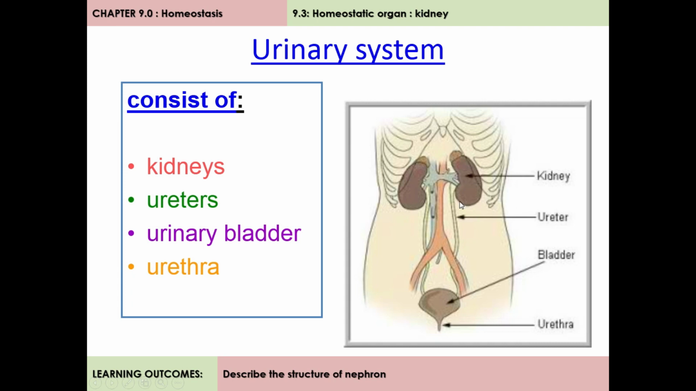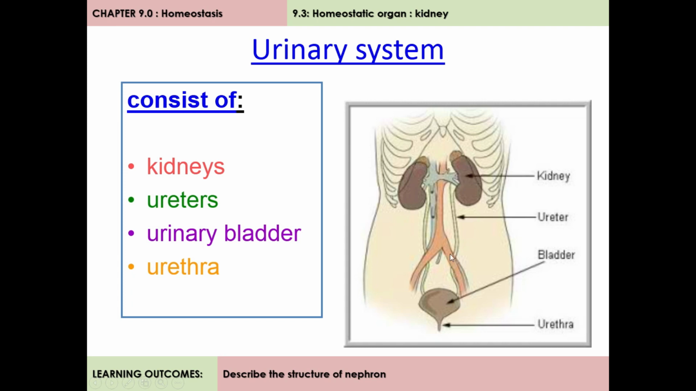Urine will be sent to the bladder via the ureter, where we collect and store the urine. Then the urethra is the duct through which urine leaves the body.